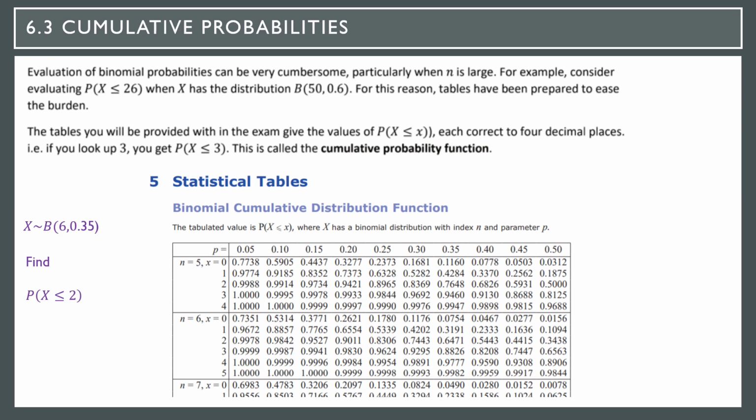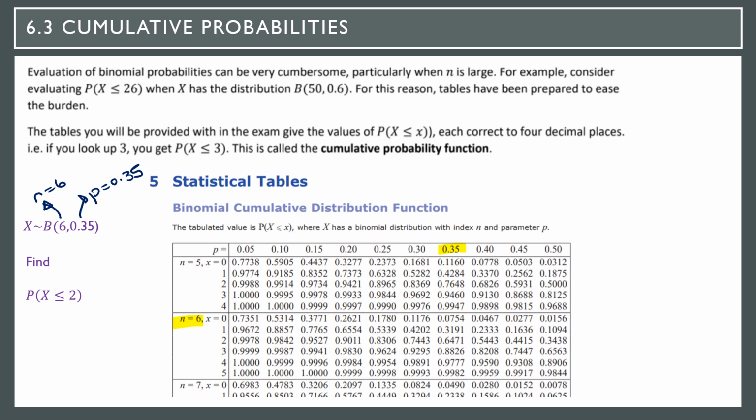Considering an example, we're given that x follows a binomial distribution where n, the number of trials, is 6, and our probability of success, p, is 0.35. We want to find the probability that x is less than or equal to 2. To do this, we can use the binomial cumulative distribution tables. We need to find the section for when n is 6, which is just here. We're also given that the probability of success is 0.35, so we can go along this top row until we find 0.35. It is worth noting that not all the probabilities will be listed in these tables, and this is where your calculators will become really helpful.